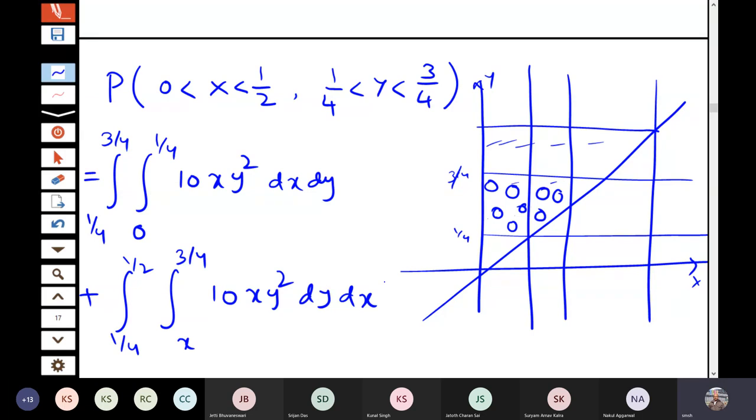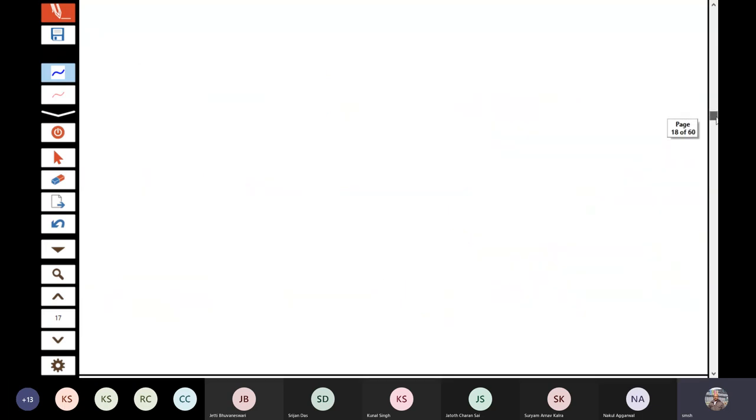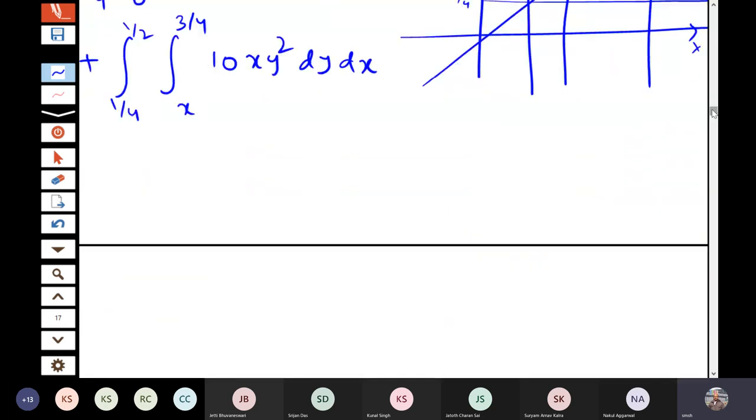Now, in a similar way, we can calculate the conditional distributions also here. We have calculated the marginals, we can calculate the conditionals also here. So, for example, this calculation you can do, it's just a matter of integration, so I will not write the calculation.